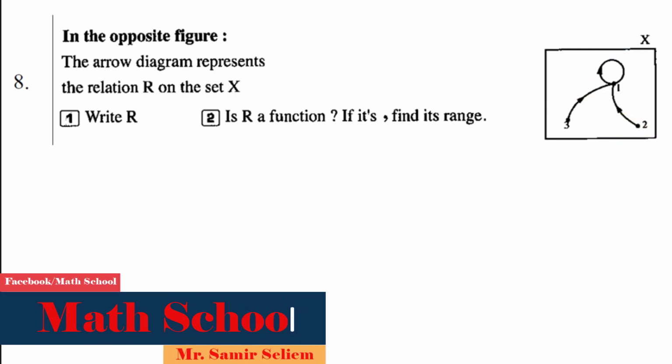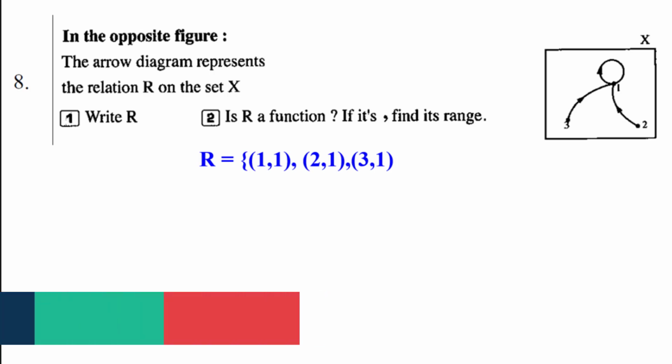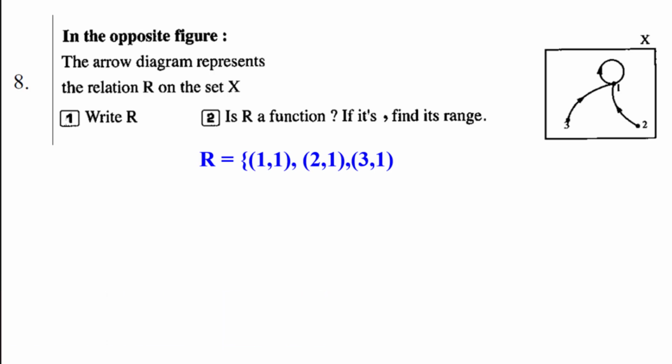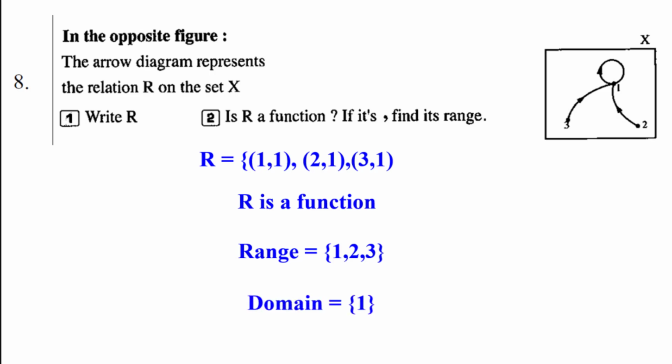We can write the relation as the ordered pairs (1, 1), (2, 1), and (3, 1). Now each element in x appeared just one time. 1 just one time, 2 one time, 3 one time as the x coordinate, or the first coordinate. Now we can say that R is a function. The range is what, guys? The range is the same set, which is x. Now x equals what? Or range equals what? 1, 2, 3. And the domain, guys, is what? It is the second coordinate, which is 1. So the domain equals 1.